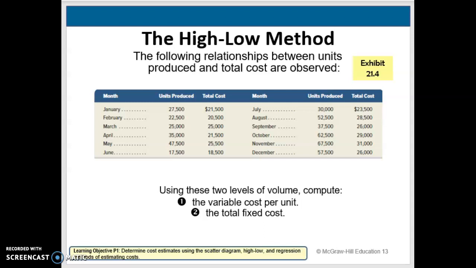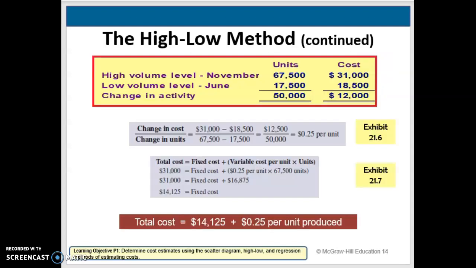We're going to compute the slope, the variable cost per unit, using the high and the low activity levels. And then we can compute the total fixed cost by computing the variable cost at either the high or the low point, and then subtracting that amount from the total cost at that activity level to figure out the fixed cost. So let's look at an example for this one.